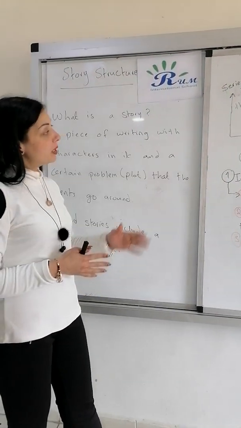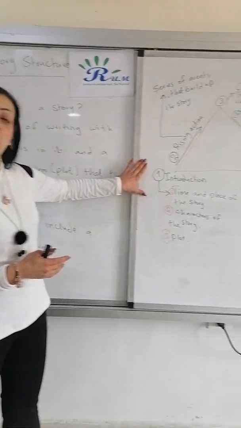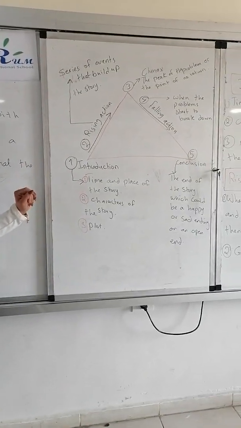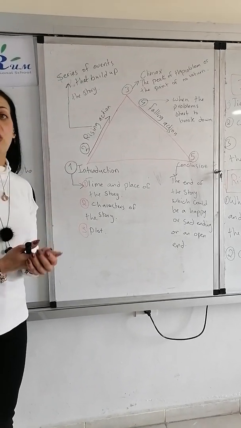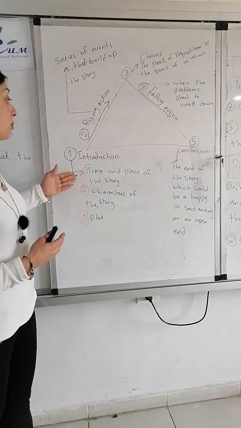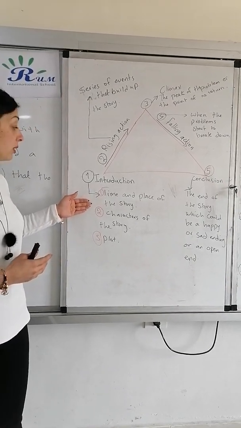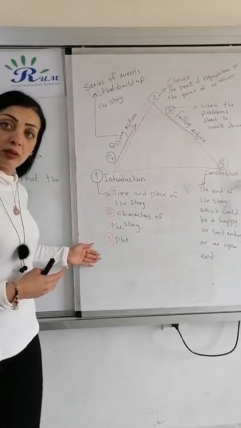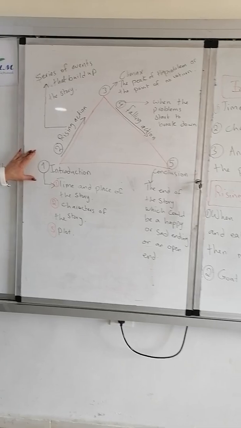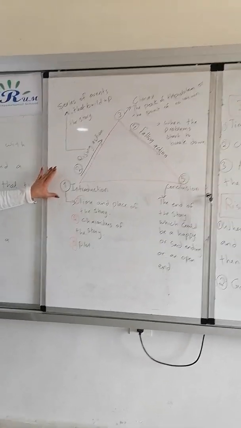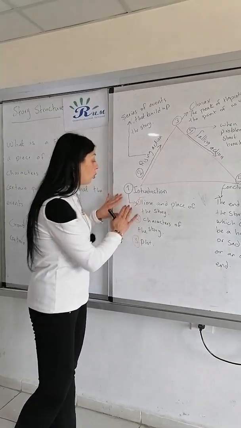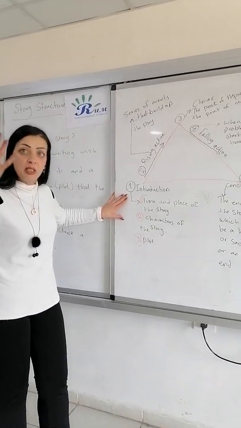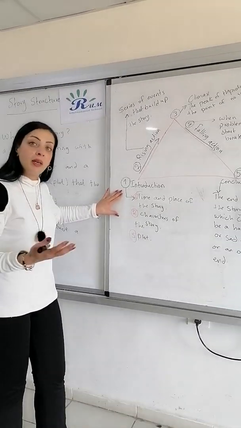Any good story must include our pyramid. If you remember, we drew the pyramid last time. An introduction. The introduction of my story gives me the time and place of it, and the characters and the plot. It's very important to be clear, okay? The introduction, again, gives us the time and place of the story in order for me to build up an idea about the whole thing, okay?